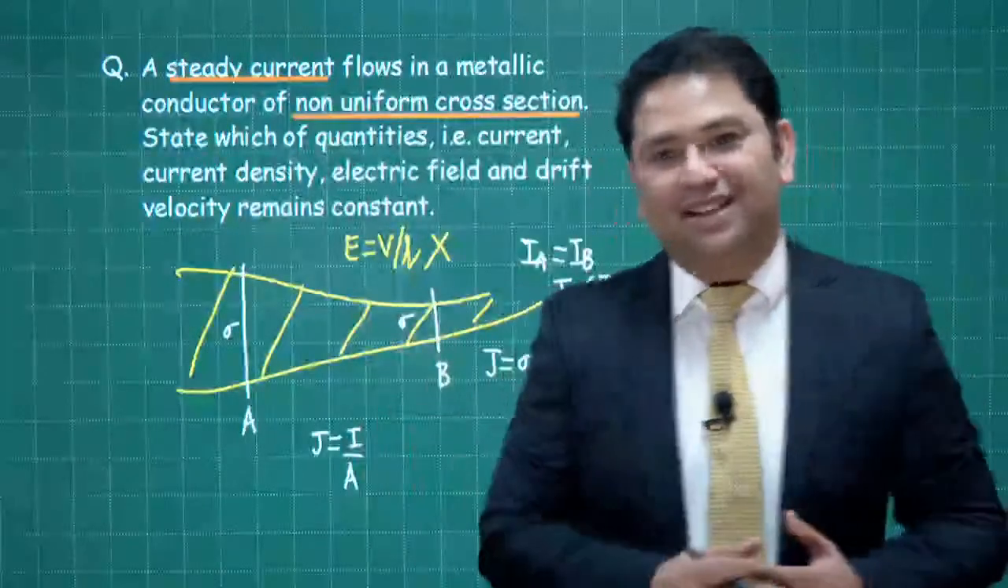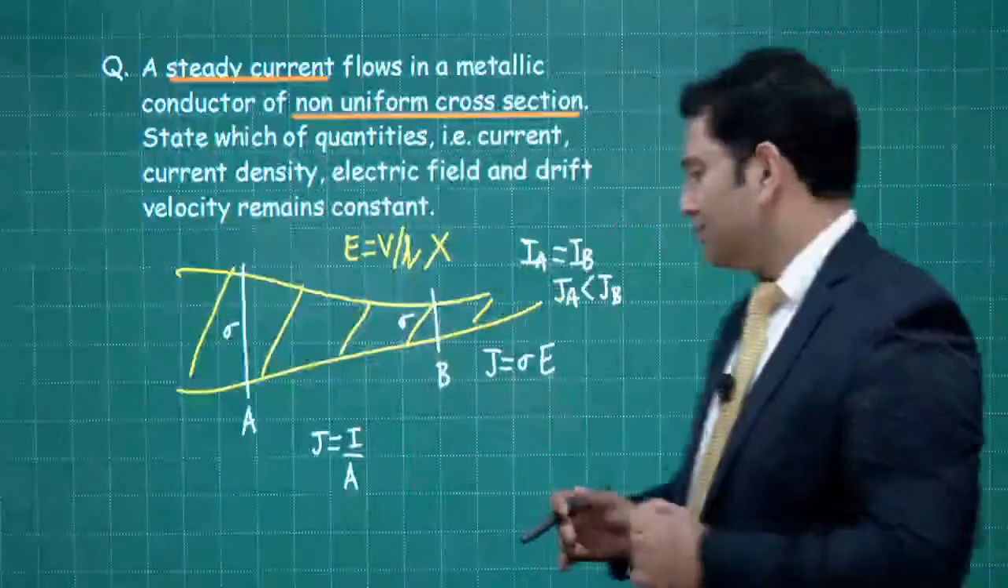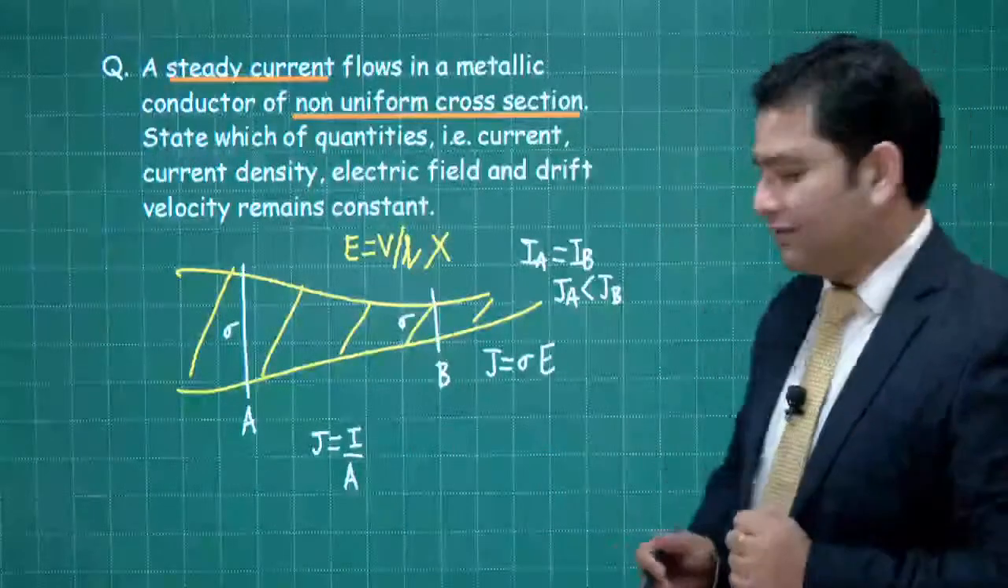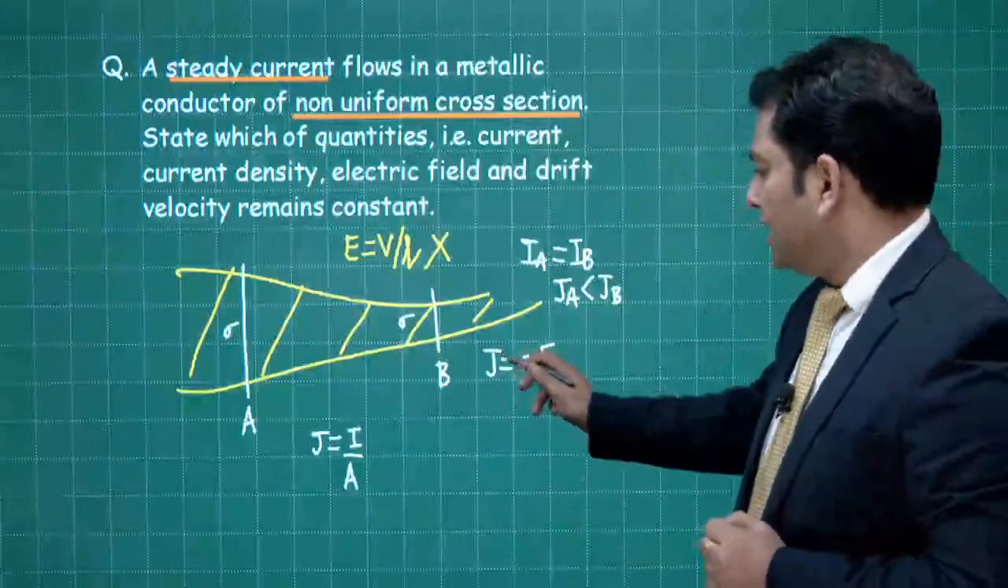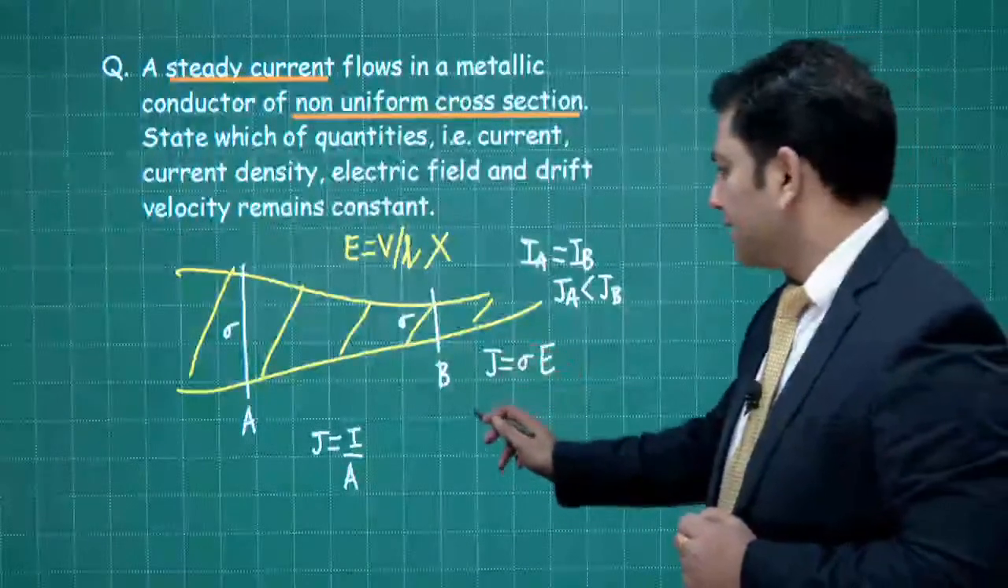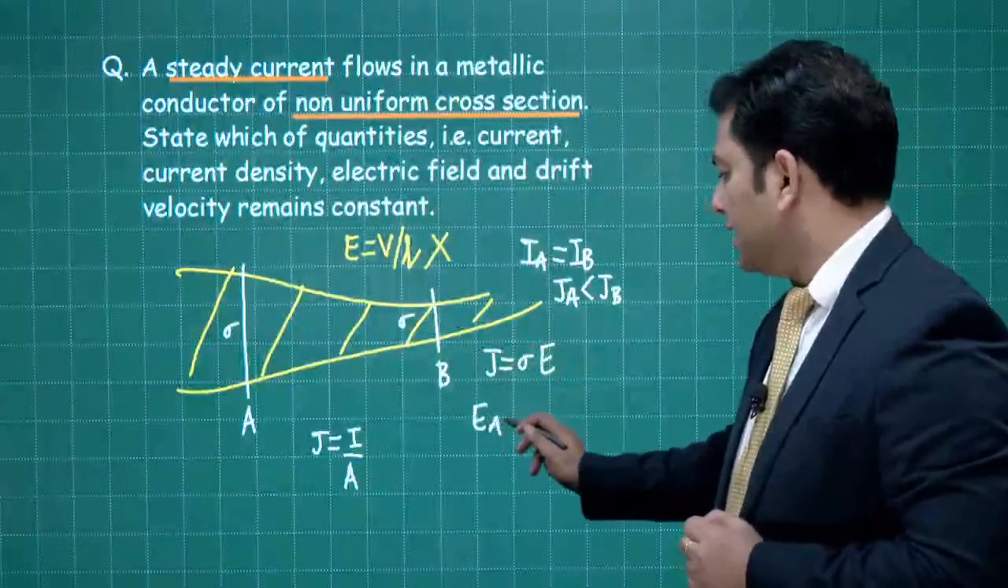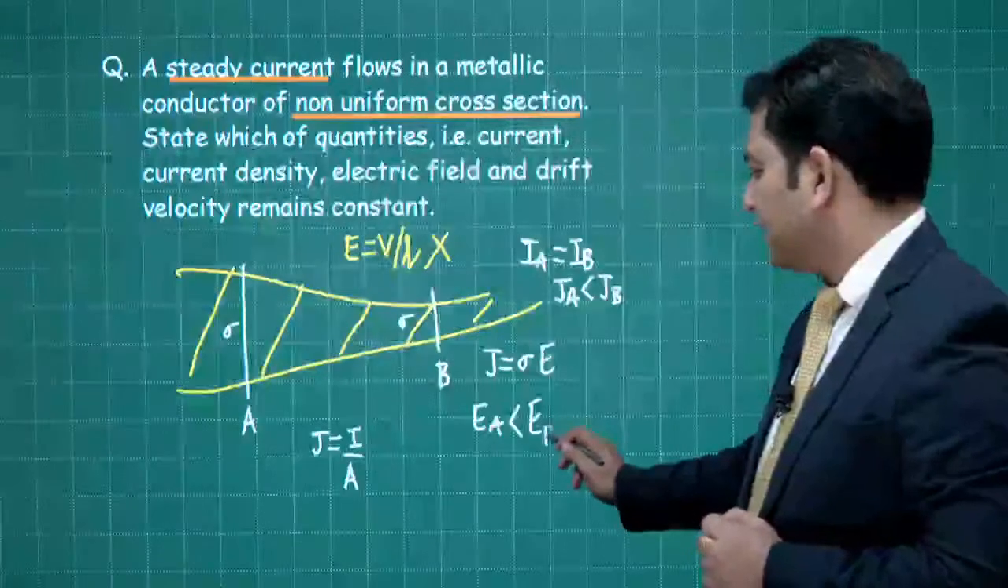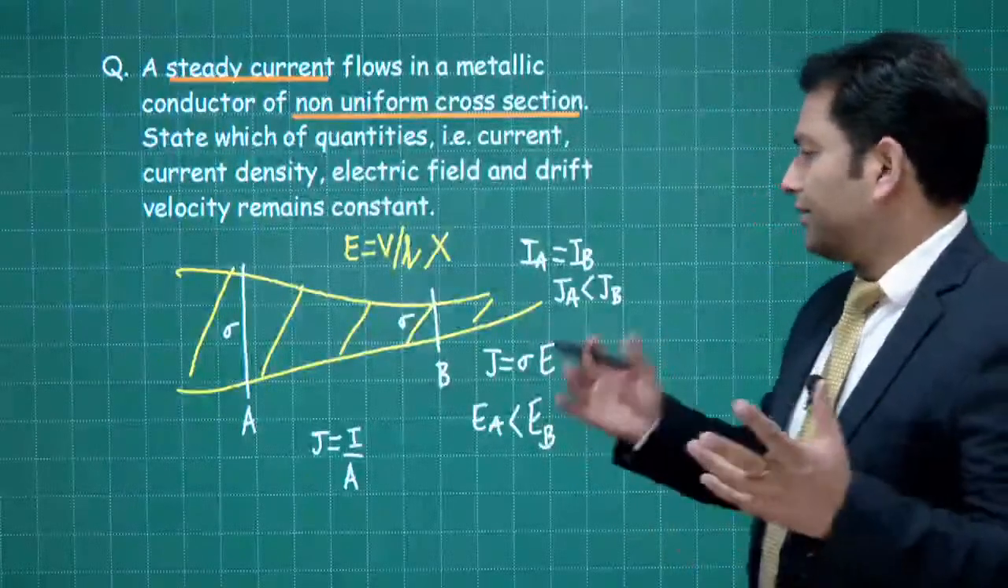Now the nature of material is same, so from Ohm's law in point form, not the vector form, J is different but sigma is same. That means the electric field at A will be lesser than the electric field at B. And what about the drift velocity?